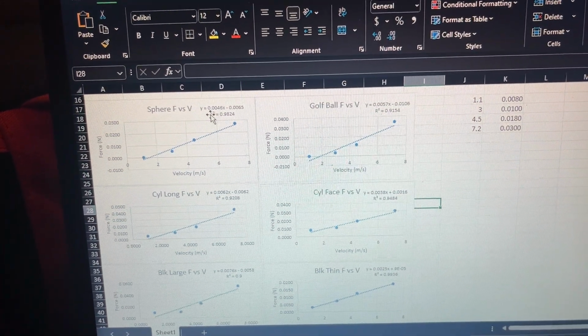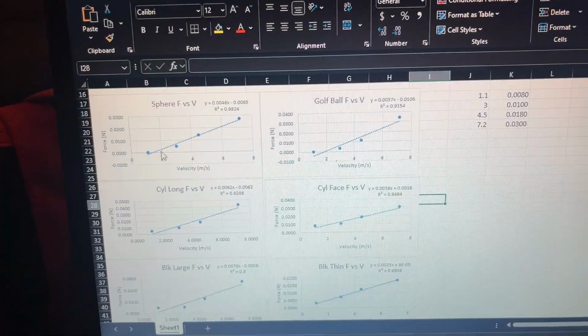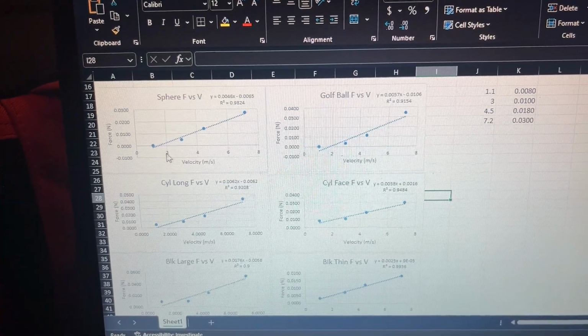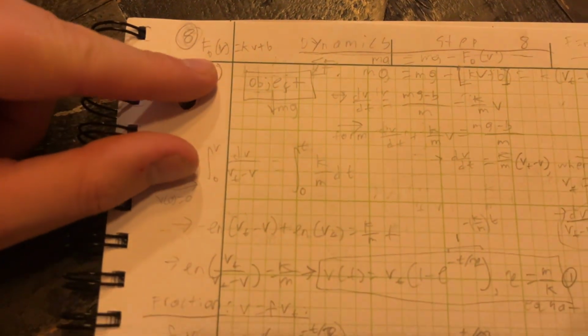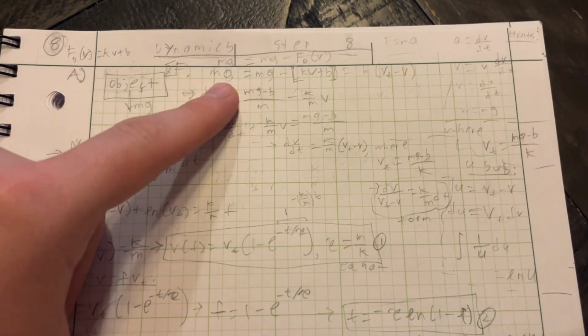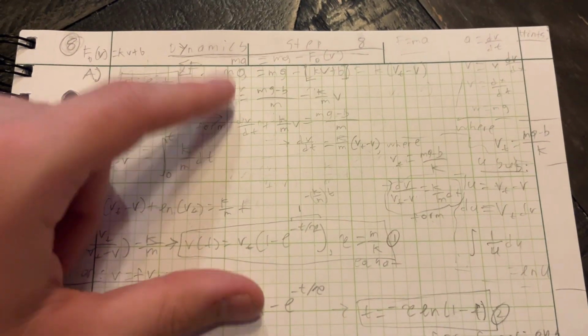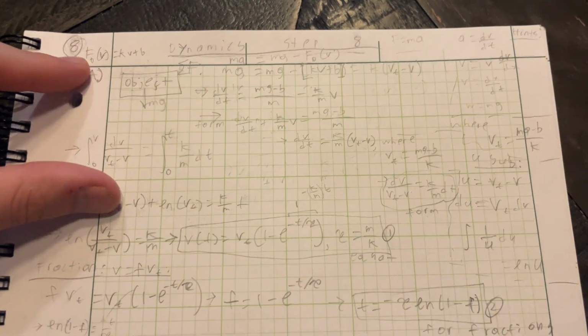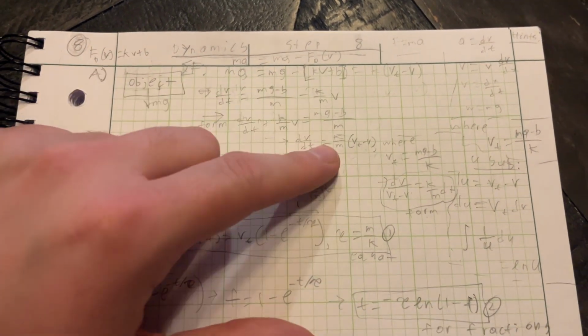So that's what this line is. This linear fit of the data of the force versus velocity graph. So that's what this is here. And you can see that in my Newton's second law equation, mass times acceleration is equal to mg minus kv plus b. Plug that in there.